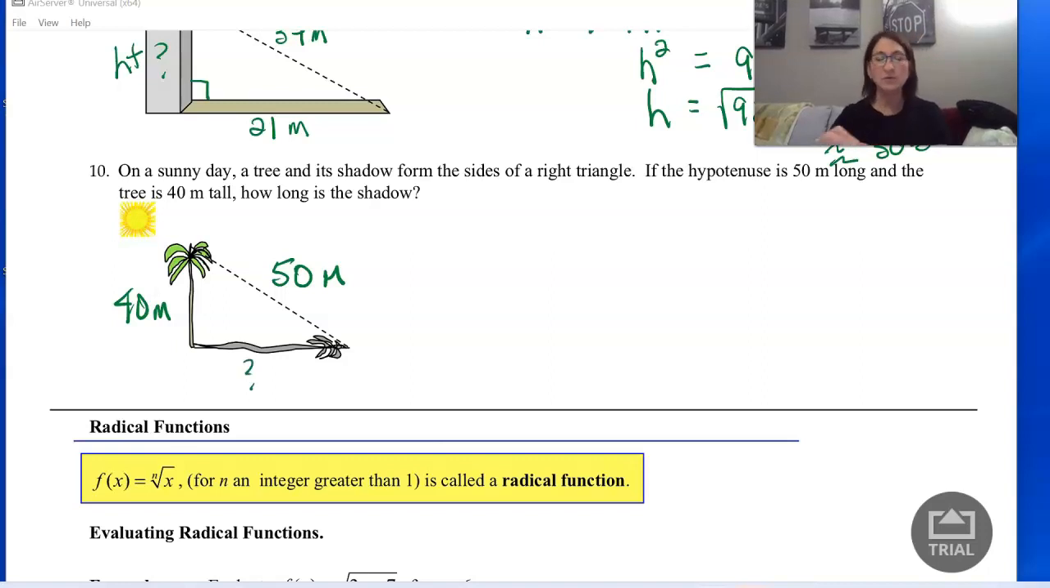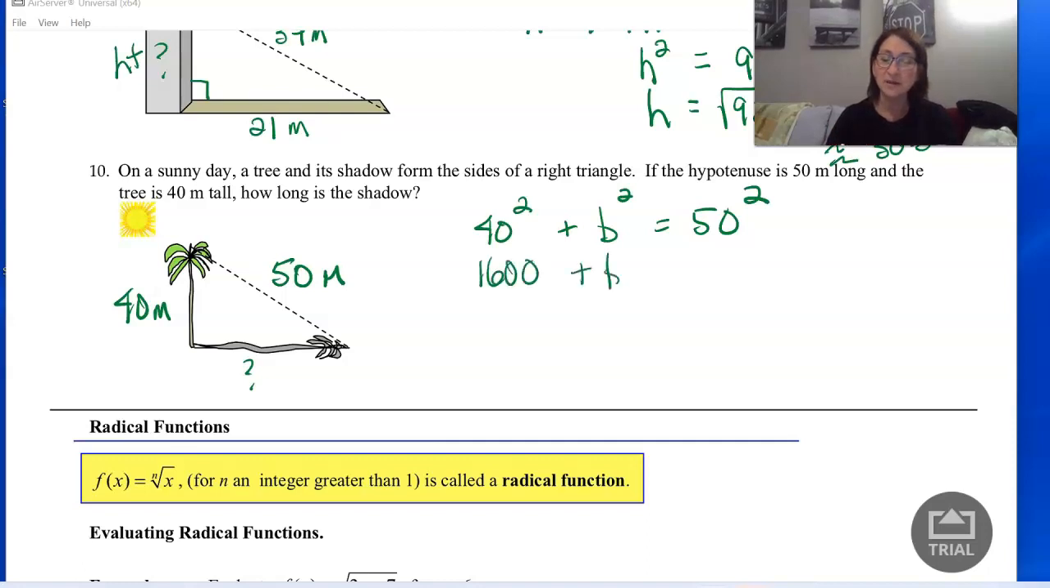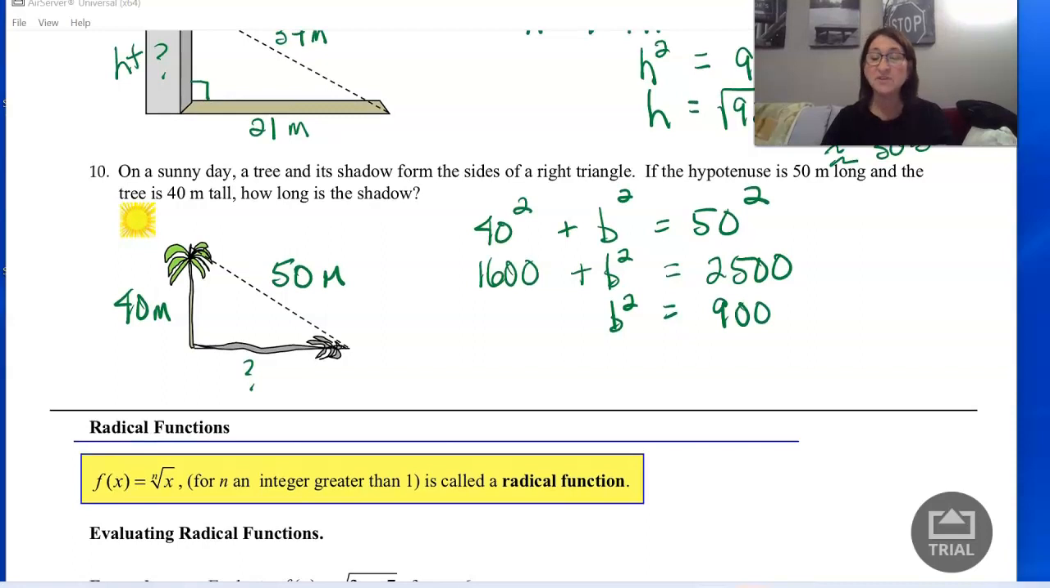All right, so we would set that up as 40 squared plus, I'm going to say B, our base, squared, equals 50 squared. So that's going to be 1600 plus B squared is equal to 2500. Subtract 1600, so B squared is equal to 900. The square root of 900 is going to be 30. That is what that base is, or that shadow. That's the length of the shadow.